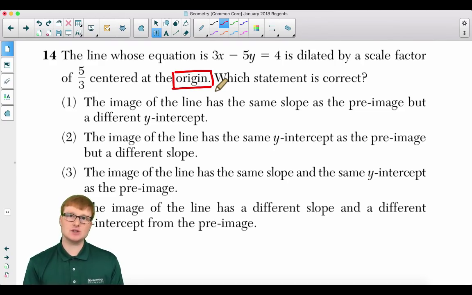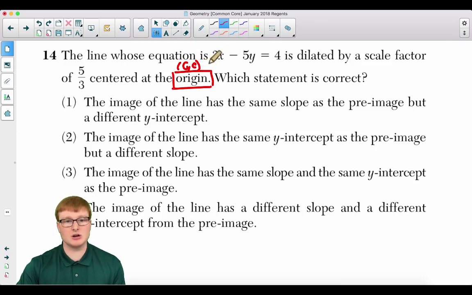Because if the center of dilation was on the original line, your image would be that line. It would be the same thing. So just verify. If you take the origin, which is the point (0, 0), and plug it into this equation, well, 3 times 0 is 0. 5 times 0 is 0. 0 minus 0 is 0. Is 0 equal to 4?